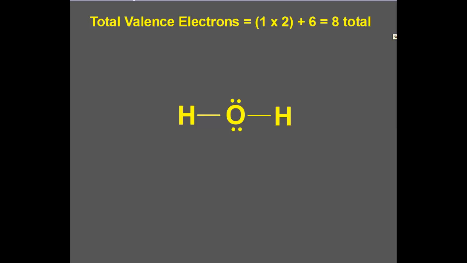Here's the answer to the Lewis structure for water, H2O. You have your total valence electrons at 8. You have oxygen as your central atom. Your external atoms have a duet. This is an example. Hydrogen only needs 2. And your central atom has 8 valence electrons. If you need to review, you can always go back to the beginning of this video.